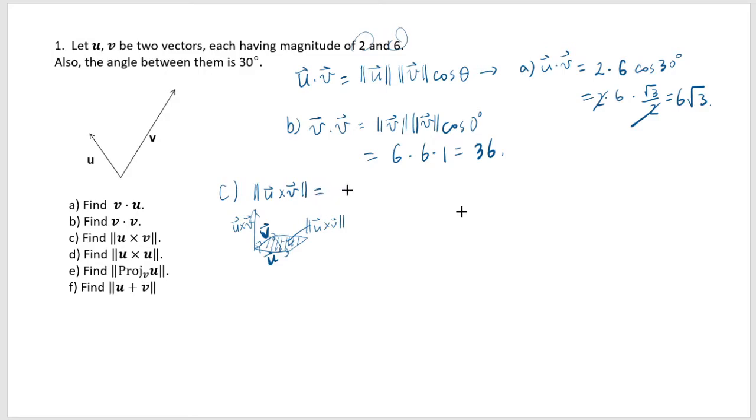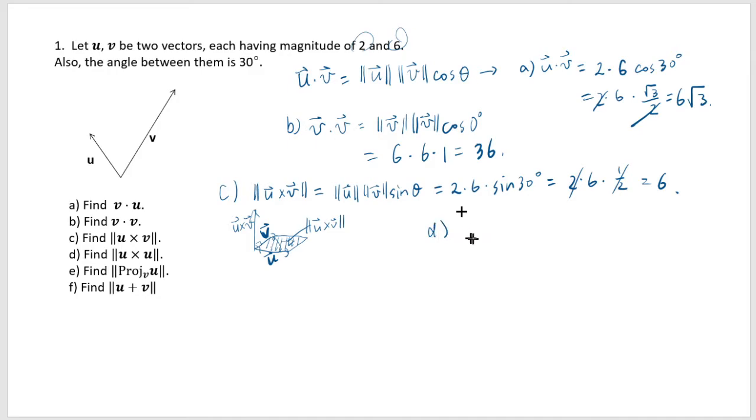So in this case, the area of this parallelogram is given by sine of the angle theta. So you get 2 times 6 times sine of 30 degrees, which is 1/2. So you get 6. Okay.